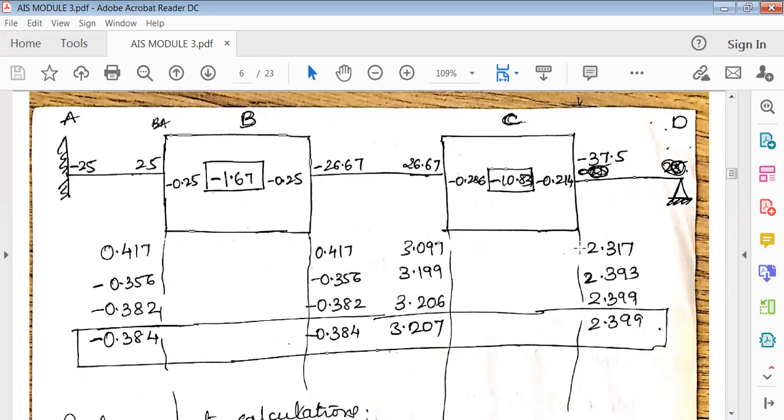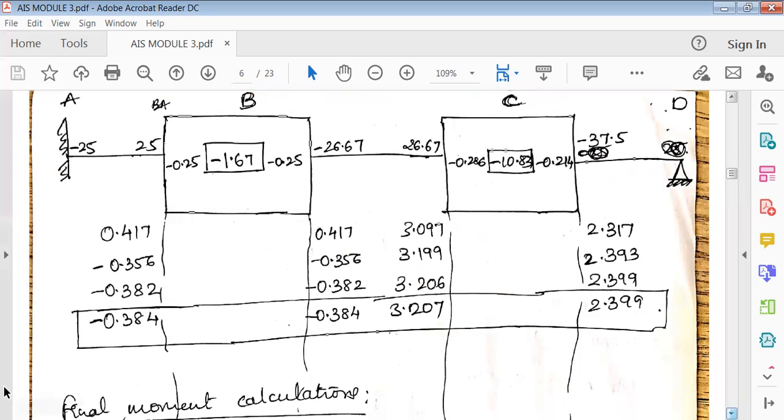Okay, that's the first iteration. Similarly, calculate the second iteration. The second iteration goes like this only. So it is minus 1.67 at joint B, minus 1.67. Next, the far end moment with respect to B is this, which you have already calculated here in the first step. So it is minus 1.67 plus 3.097 into minus 0.25. Okay, write it here. Similarly, next here also it is 0.25, so the same answer you'll get.